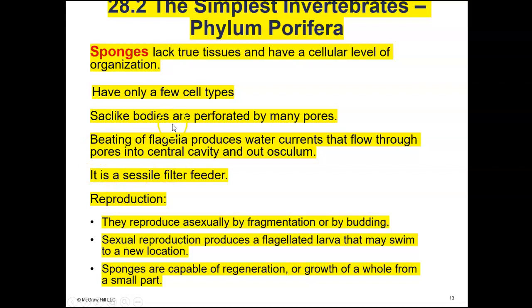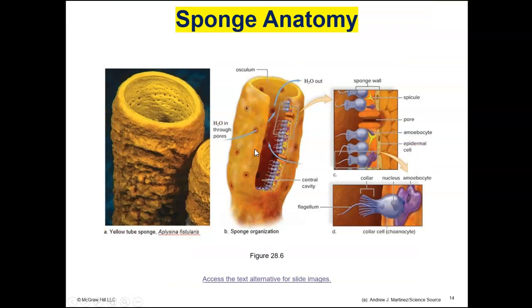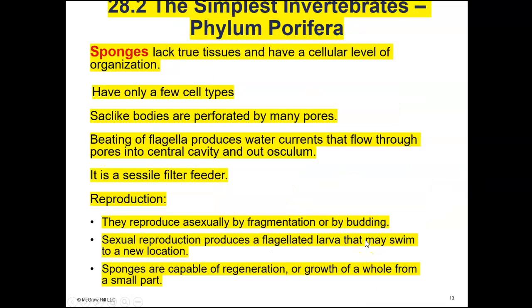They have sac-like bodies that contain many pores. They have flagella in those cells called choanocytes. I think that's what they're called, choanocytes. Do you see that anywhere on here? Yes, called collar cells or choanocytes. And basically they are filter feeders. They are sessile as adults.